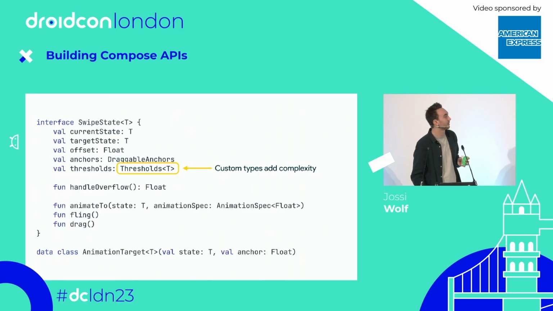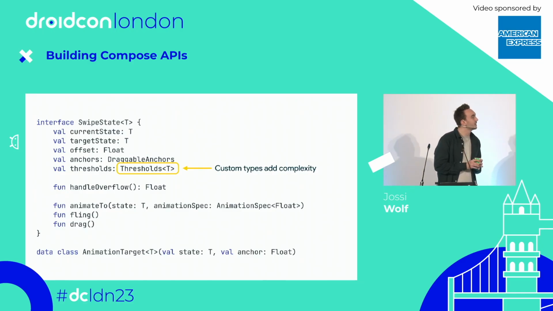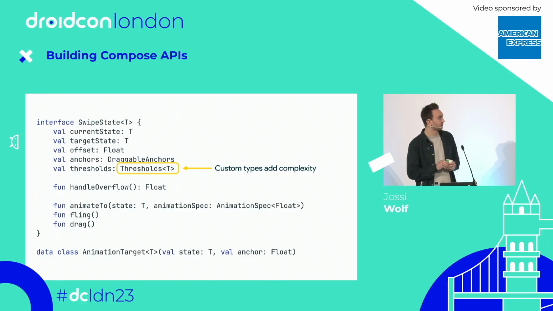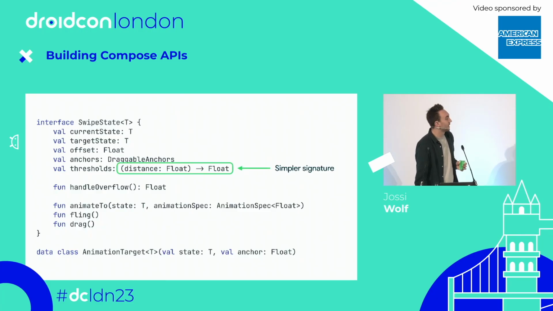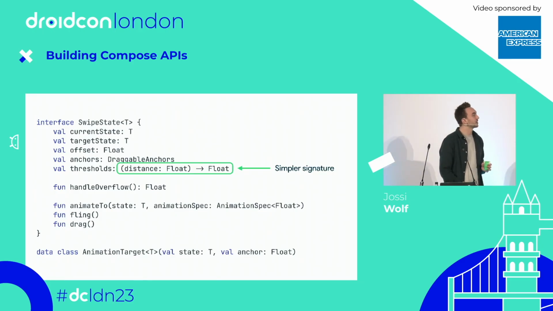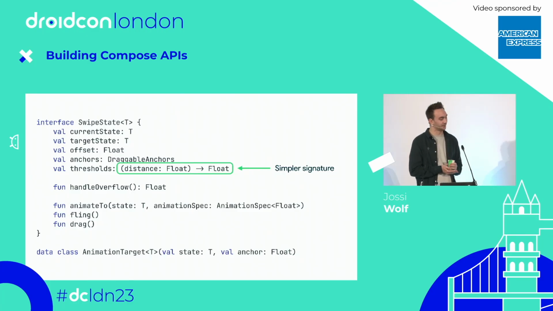We also have the thresholds here, which used to be exposed as an interface. And this is a case where custom types can add more complexity than needed, and this is the case where we could actually break things down. Essentially, the thresholds can also be expressed as a lambda. And with some documentation, this means it's a lot less complex to understand once you look at it, just because lambdas are a very known building block, a very known concept to most developers.